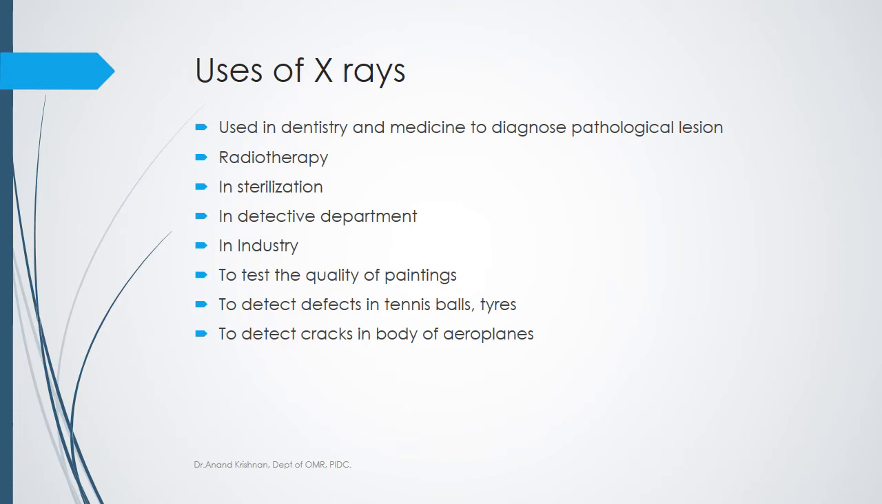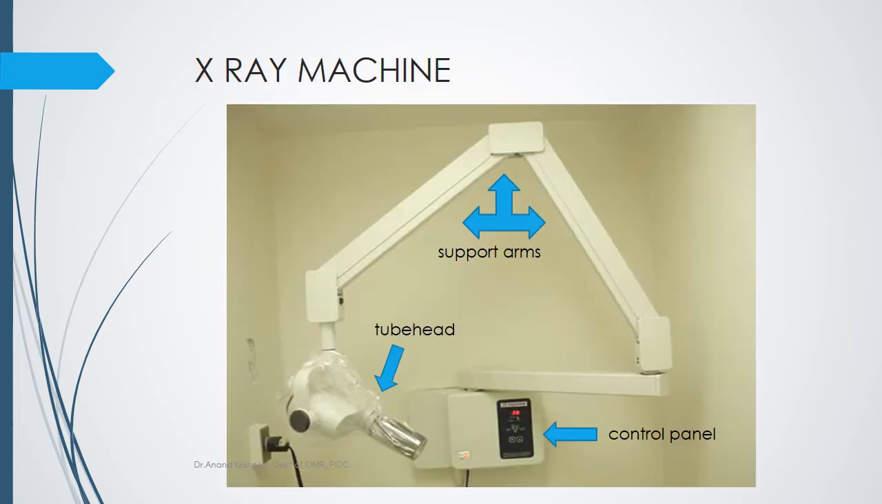It is also used in sterilization, and in the detection department we would very commonly come across X-ray scanners in airports to scan luggage. In industries, especially steel industries, they use this to detect micro cracks within steel, metal or steel plates, and industrial grade X-rays to test the quality of paintings, to detect defects in tennis balls, tires, and various other materials, and to detect cracks in the body of airplanes.